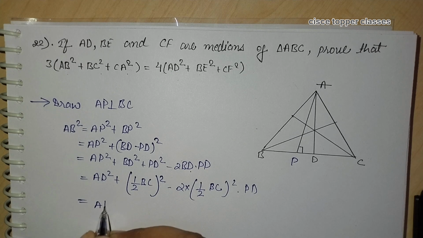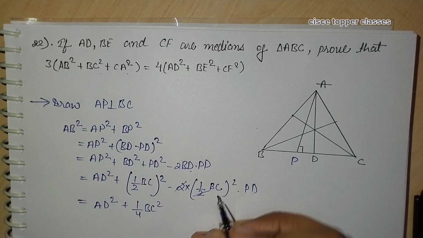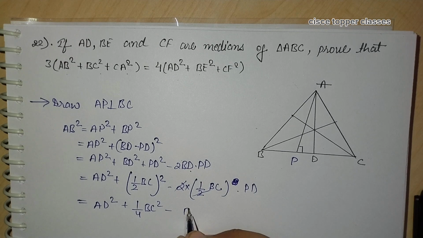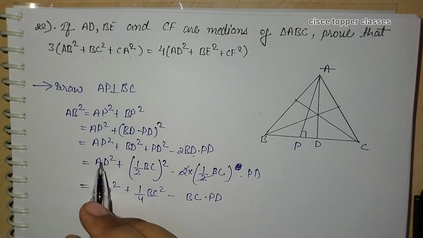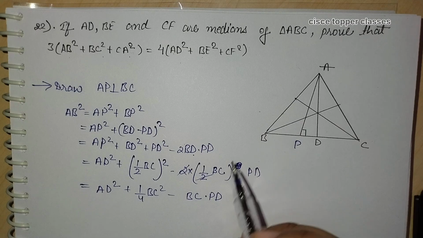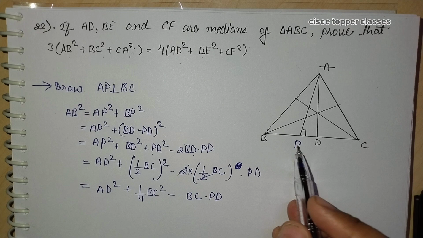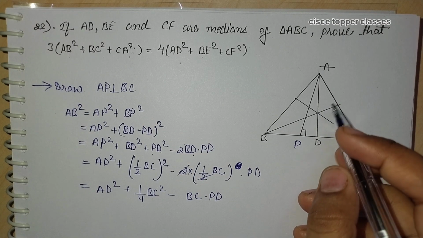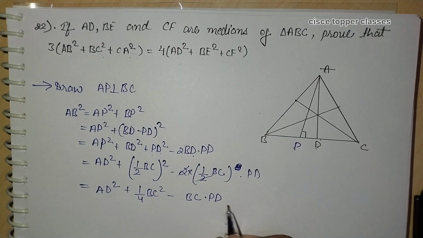Now we can simply write it as AD square plus 1 by 4 of BC square. This will be cancelled out, and this is BC only, so we get BC into PD. Now, AD square is AP square plus PD square. So we have written AD square as AP square plus PD square. So simply this we can write.